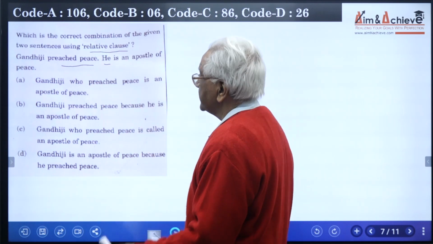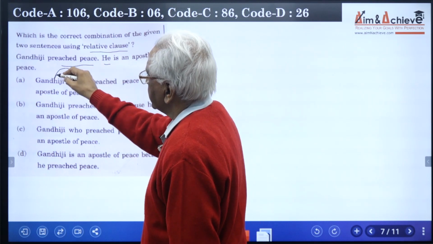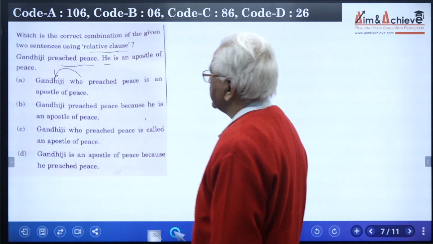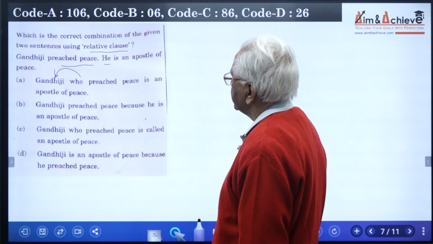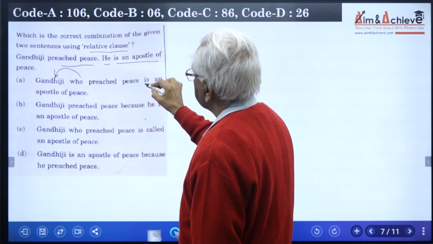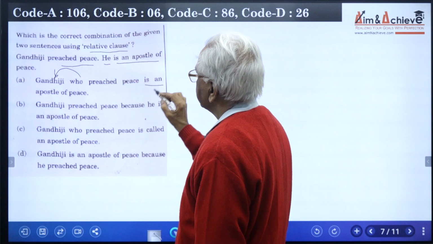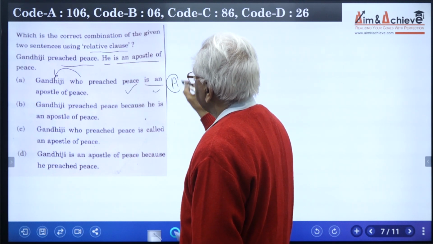So if you see the first sentence, Gandhiji who preached peace, who is referring is a relative pronoun which talks of Gandhiji. That means this requirement of relative clause is met here. Is an apostle of peace. He is an apostle of peace. This is also fitting here. That means this sentence is right and the correct option is A.